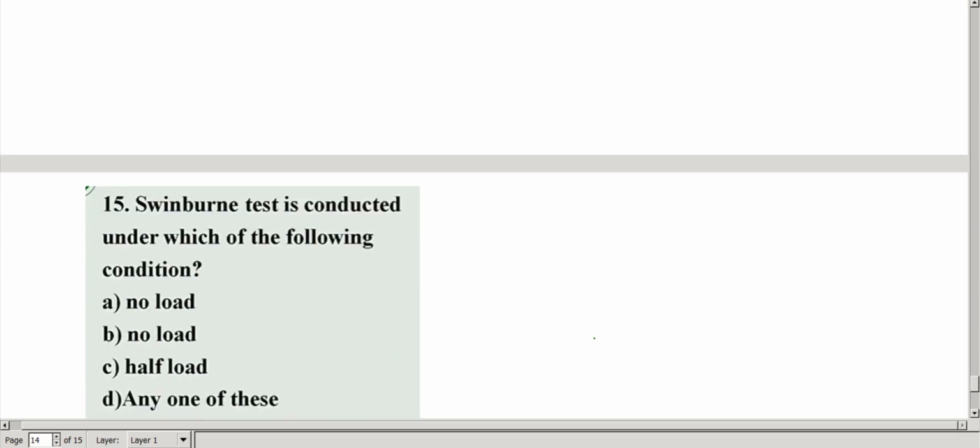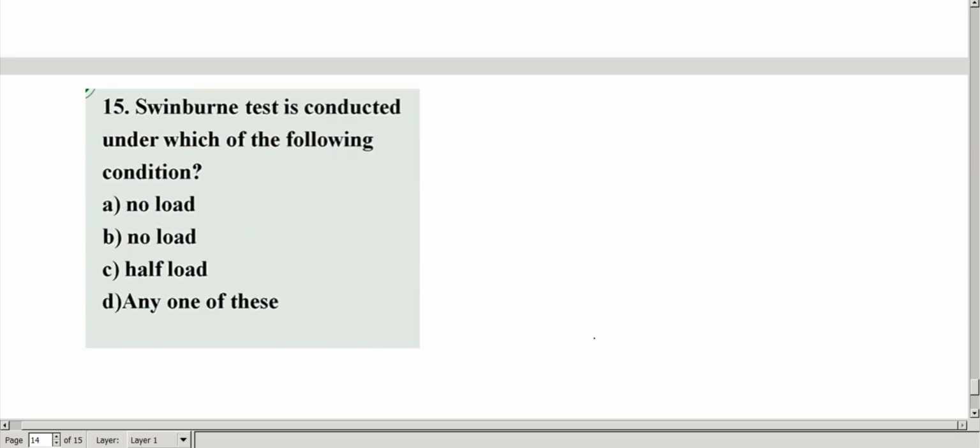Next question: the Swinburne test is conducted under which of the following conditions? The Swinburne test is conducted on no load. You may think it is full load, but the Swinburne test is conducted as a no load test. A no load test is always conducted on a shunt motor. It is not conducted on a series motor. Why? If it is conducted on no load, it goes to dangerously high speed.